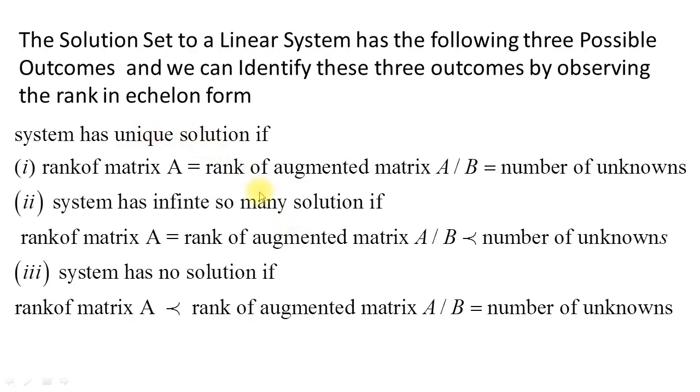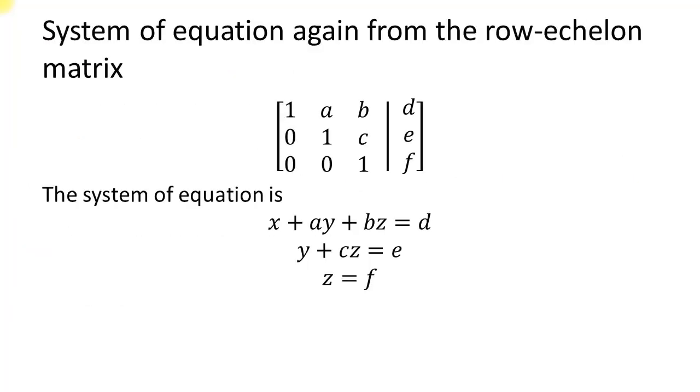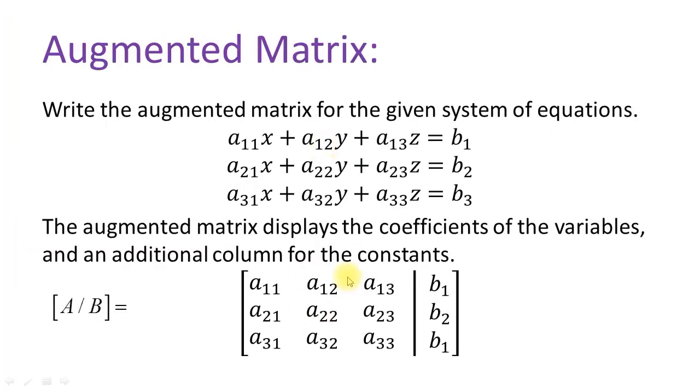Dear students, I have already told you in the previous lecture that the solution set of a linear system has three possible outcomes, and we can identify these three outcomes by observing the rank in the echelon form. When we obtain the echelon form from the augmented matrix, this is the echelon form of this augmented matrix.